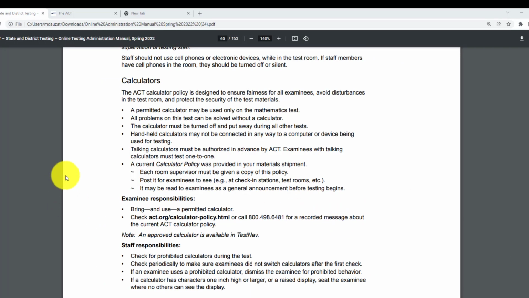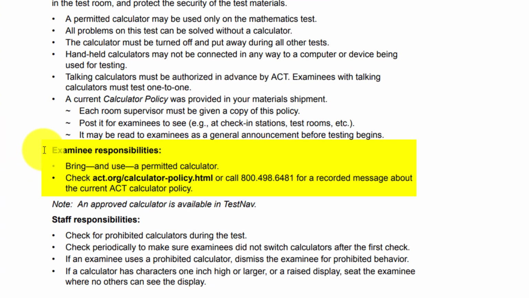All right, and now we're still in the sections on page 54. These are examinees' responsibilities. Bring and use a permitted calculator, and they give them the URL to go to for the current ACT calculator policy. It says, note an approved calculator is available in TestNav. Remember, that's the one we just saw. That's a Desmos calculator. Students may not be familiar with that, so always provide them with a calculator. The school is not responsible, but it's a good idea to give students the calculator that they've been using in the classroom.